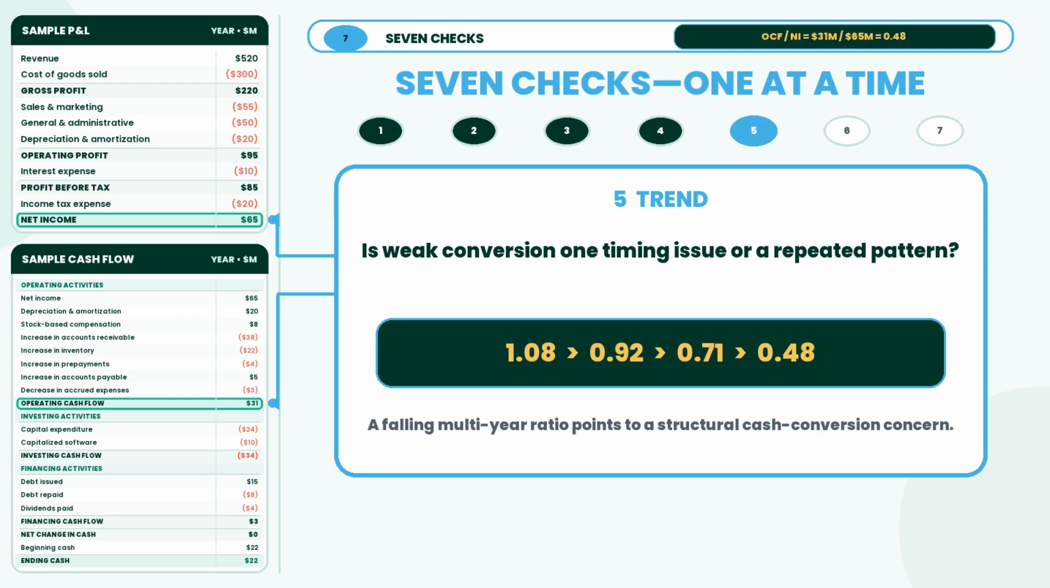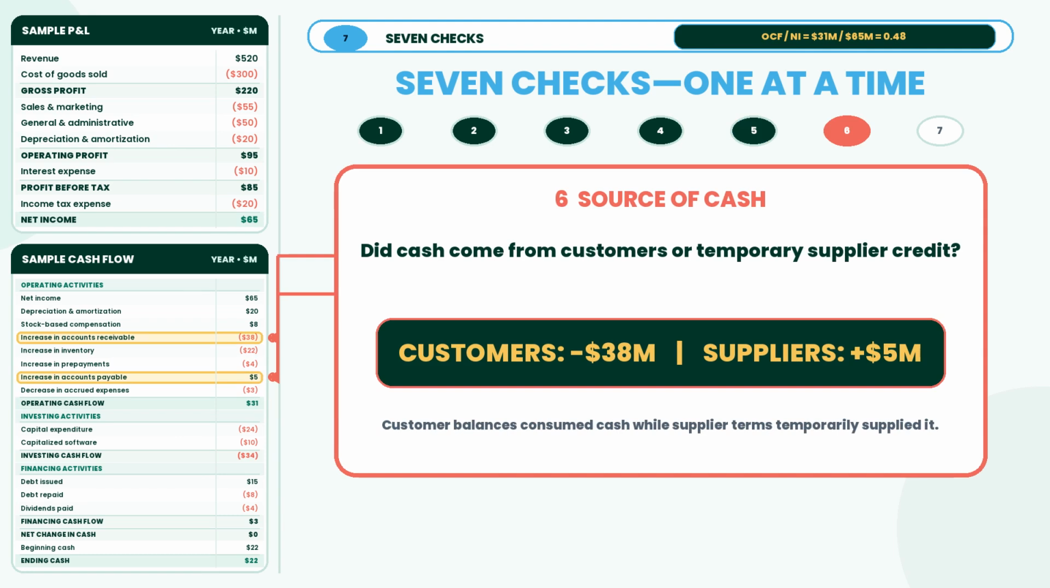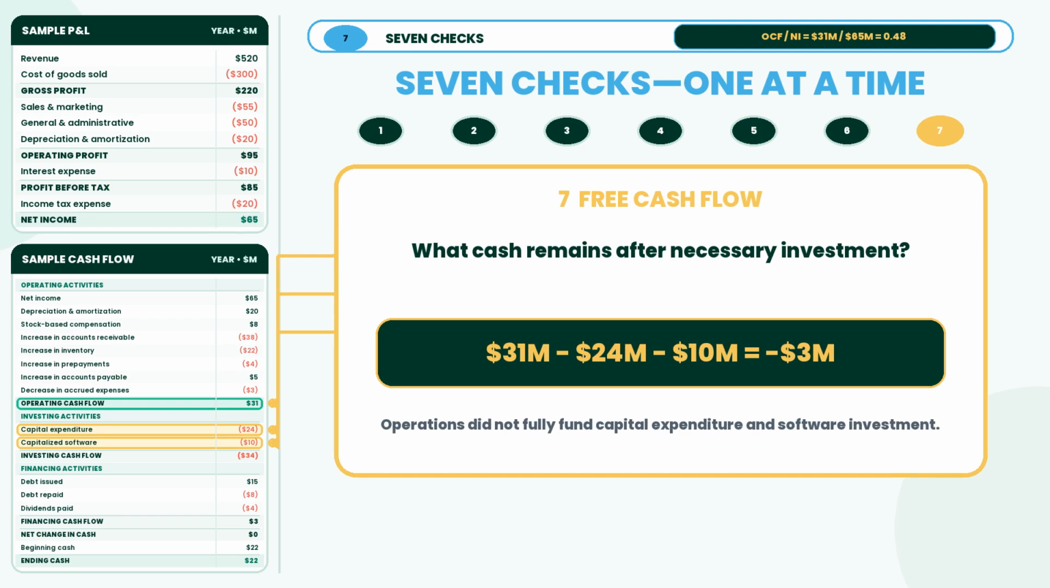Fifth, trend. The ratio falls from 1.08 to 0.48. Sixth, source of cash. Customers absorbed 38 while supplier terms provided 5. Seventh, free cash flow. 31 minus 24 of capital expenditure minus 10 of software equals negative 3. Each check answers a different question using visible statement lines.